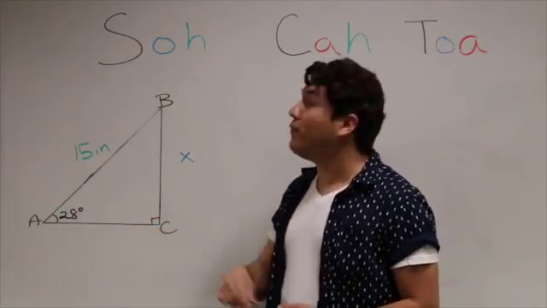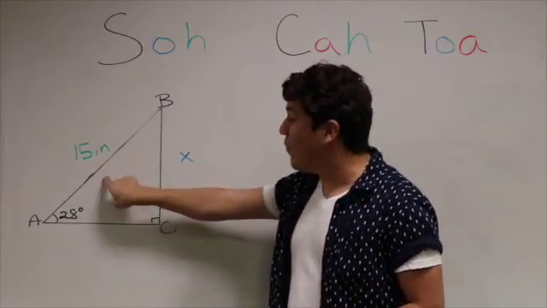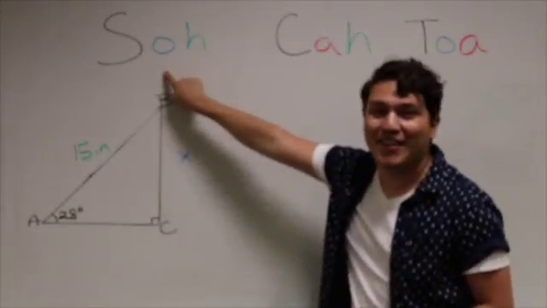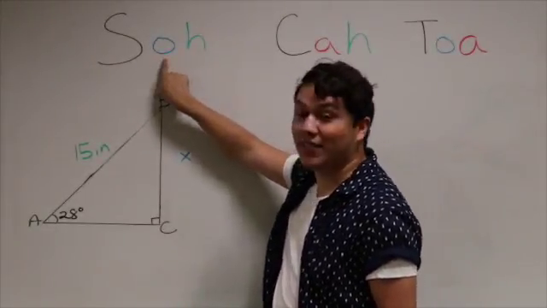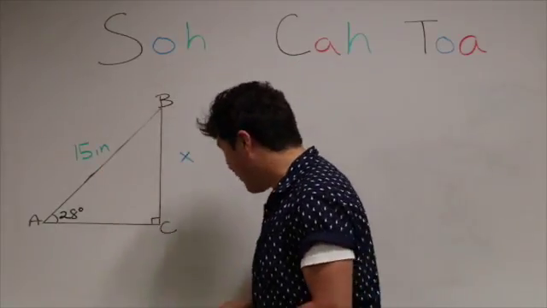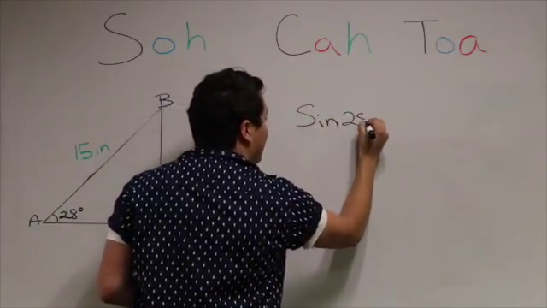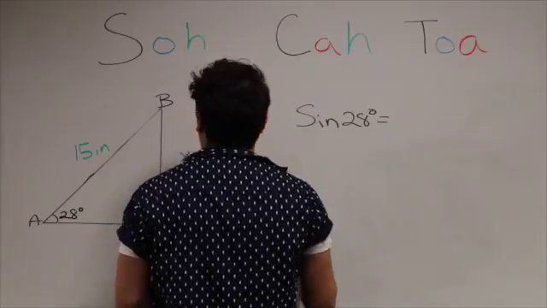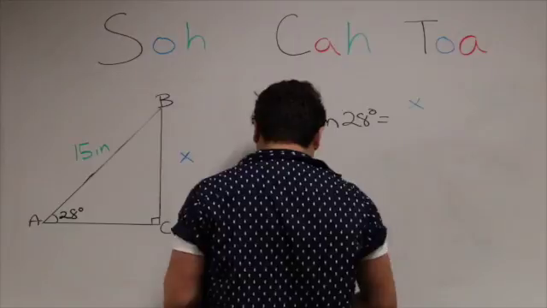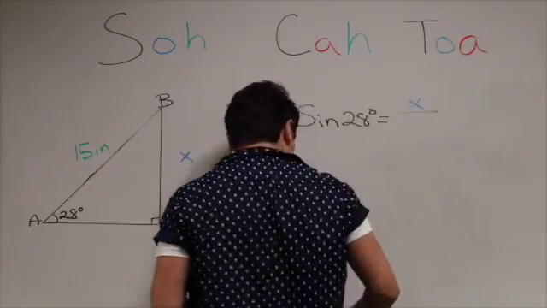So now let's look for one of the equations that will incorporate opposite and hypotenuse. Oh, here we go. Sine. Sine uses opposite over hypotenuse. So now let's see. Sine of 28 degrees is opposite, which is x, over hypotenuse, which is 15 inches.